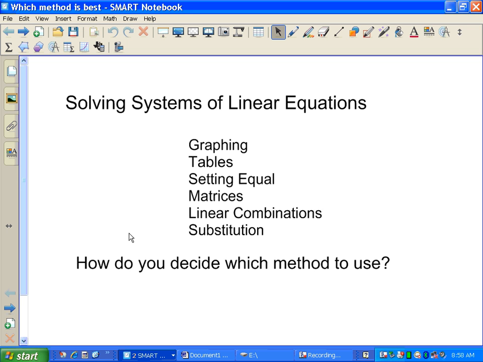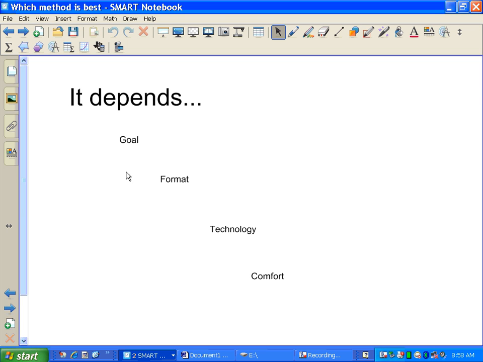Which method's going to be the best method for us to work out, when we decide to use each particular one? So the answer is it depends. It depends on what our goal is, what we're trying to do. What do we need to find out? Are we looking for an approximate answer? Are we looking for an exact answer? That would be sort of the first piece that we might want to know about.